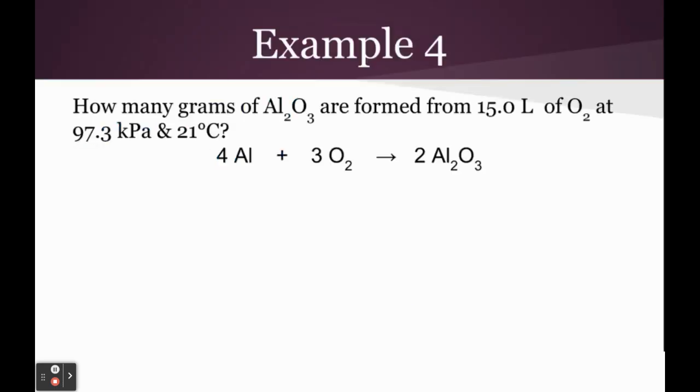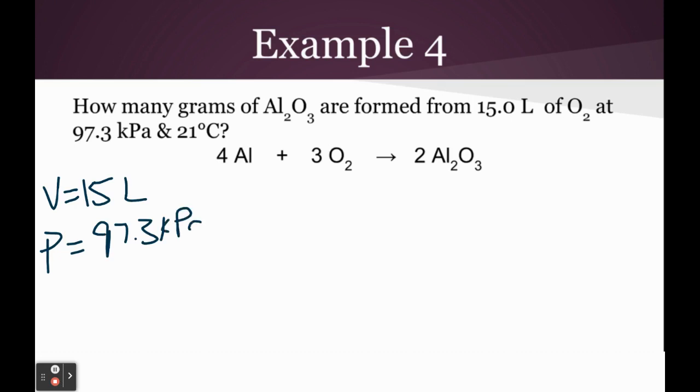Example problem number 4 says how many grams of Al2O3 are formed from 15 liters of O2 at 97.3 kPa and 21 degrees Celsius. So we're given liters in this problem and asked to find grams of another compound. So we're going to start with the ideal gas law in this problem. So write out all your variables. Volume is 15 liters. Pressure is 97.3 kPa. Temperature is 21 degrees Celsius. And our gas constant.